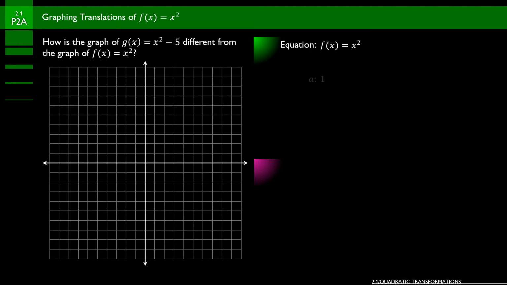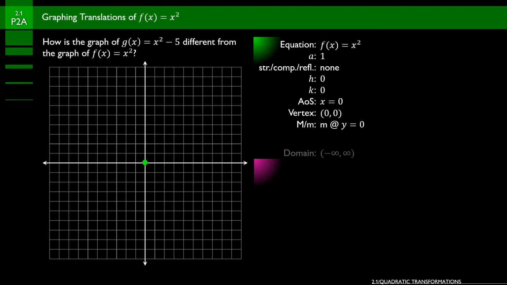The a value is 1, which means that our stretch, compress, and reflect is none. We have an h value of 0 and a k value of 0, so our axis of symmetry is x equals 0, and our vertex is 0, 0. The maximum or minimum, we have a minimum at y equals 0. The domain, as always, is again all real numbers, and then our range this time is going to be 0 up to infinity.